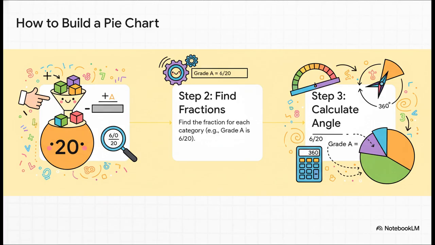Step 1, you add up all the parts to get the total. So 6 plus 5 plus 4 and so on. That gives us 20. Step 2, you figure out the fraction for each category. So grade A is 6 parts out of the total 20. And step 3, the final step, you multiply that fraction by 360 because there are 360 degrees in a circle. And that tells you the exact angle for that slice of the pie.